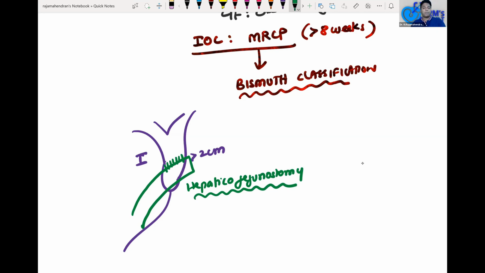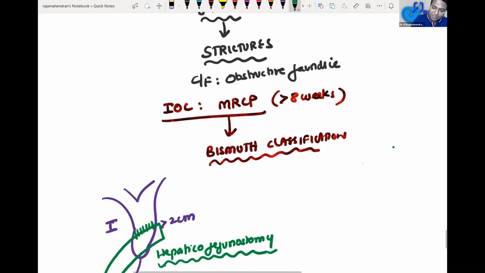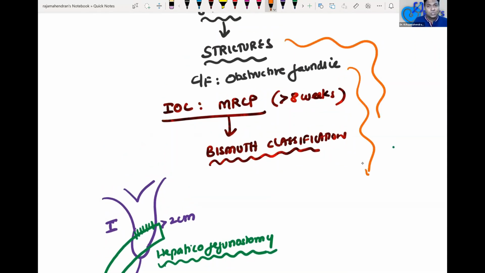This is the problem. We have to go for a major surgery now. We have to open the abdomen, bring a jejunum, and anastomose it with the bile duct stricture. So hepaticojejunostomy has to be done. I have seen a few patients who developed a stricture like this. They didn't come to hospital. They had obstructive jaundice for months together, like 6 months, 1 year also. The surgeon had not properly referred the patient, and the patient developed secondary biliary cirrhosis.